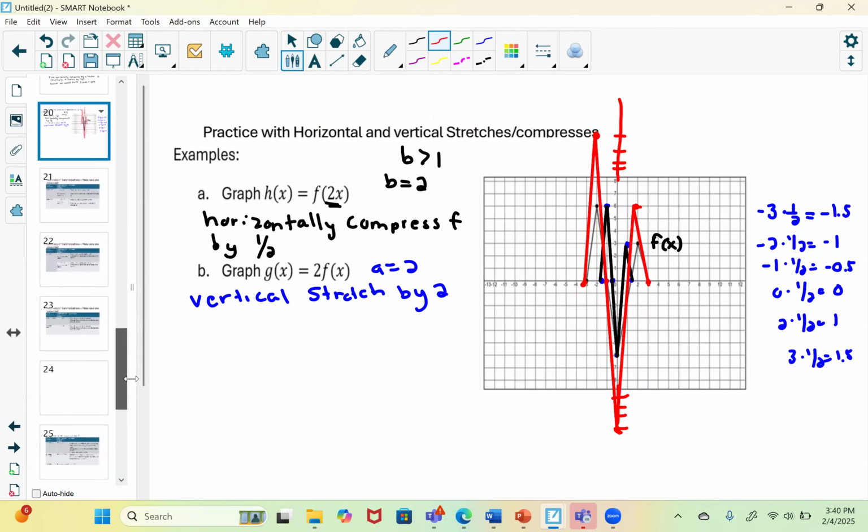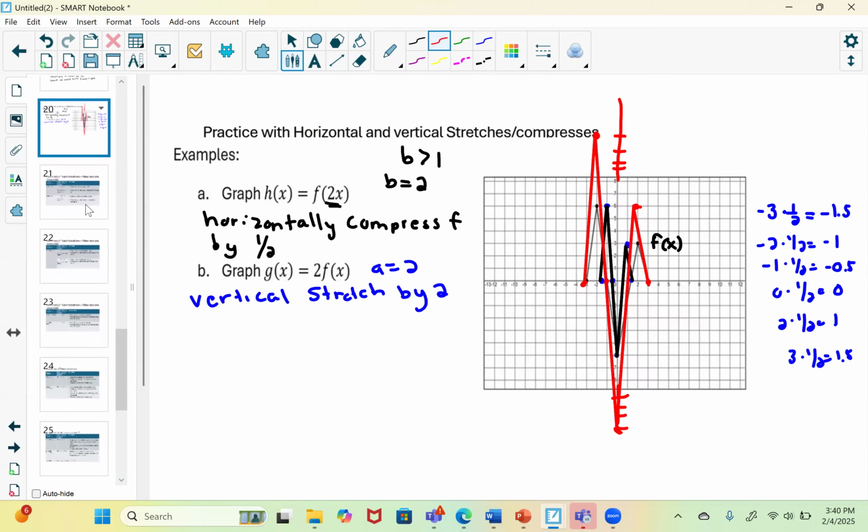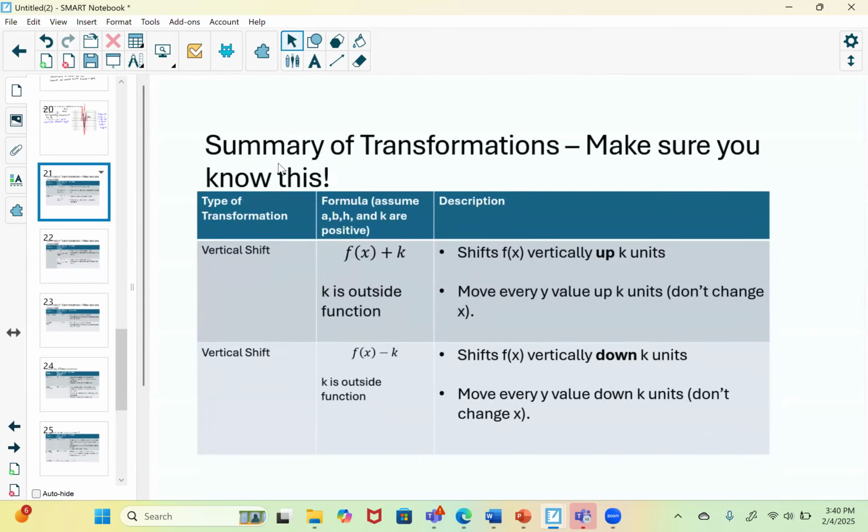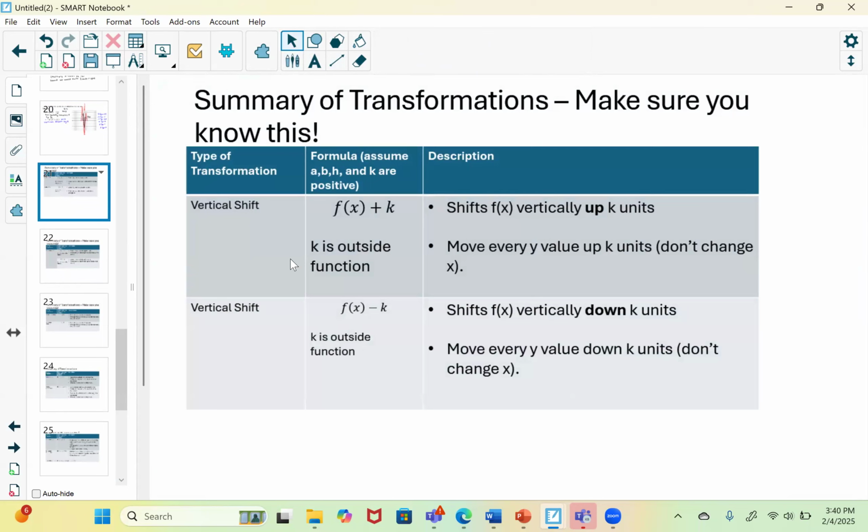Now a quick summary of all of them. I would really recommend writing this down and studying it. Vertical shifts are when the k is on the outside, f of x plus k or f of x minus k. If it's positive, it shifts the graph vertically up k units. So we add k to every y value. We don't change the x. If it's minus, we shift down and move every y value down k units.